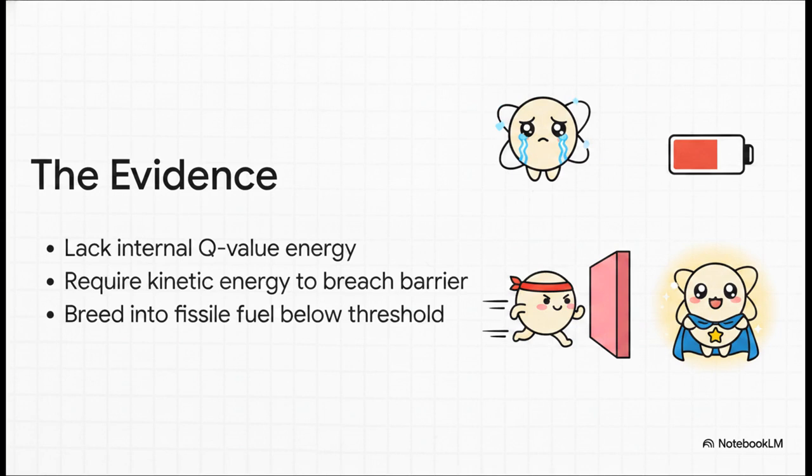That falls well short of the 5.7 MeV fission barrier. Because of that, they absolutely require external kinetic energy, specifically greater than a threshold of roughly 1 MeV, just to breach that barrier and split. And if they don't get that energy, well, they follow their fertile destiny and beautifully breed into new, perfectly fissile fuel like plutonium-239 or uranium-233.